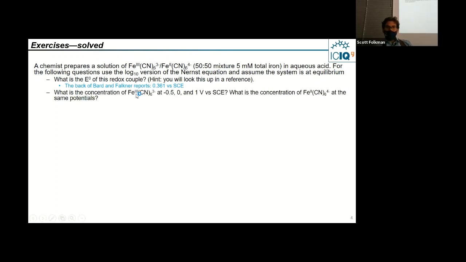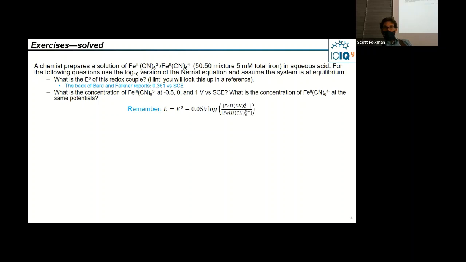Then I asked, what are the concentrations of the iron 3 complex at minus 0.5 volts, 0 volts, and plus 1 volts versus SCE? And then I asked you, what is the concentration of the iron 2 species at those same potentials? As you might imagine, predicting the thermodynamic value of these concentrations at various potentials can be quite useful.